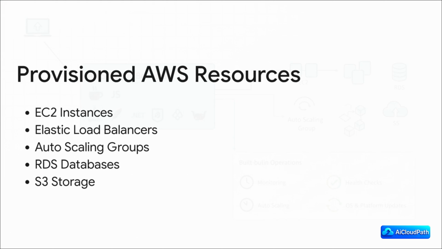And it's not using some mysterious black box technology. It's building all this for you using standard, powerful AWS resources that you already know and trust. It'll automatically spin up EC2 instances for the actual compute power. It'll create an elastic load balancer to spread out the traffic, and it'll set up an auto-scaling group so your app can handle sudden spikes in users. It can even hook you up with an RDS database or S3 for storage, all as part of the environment.